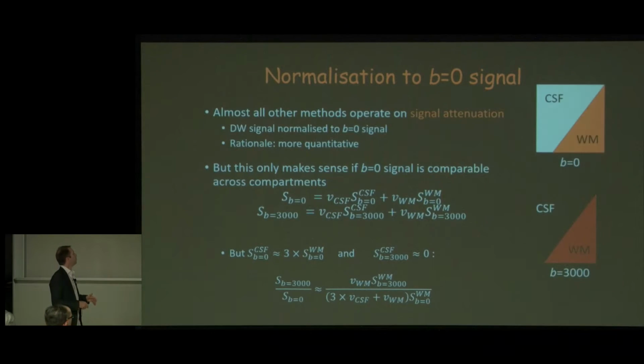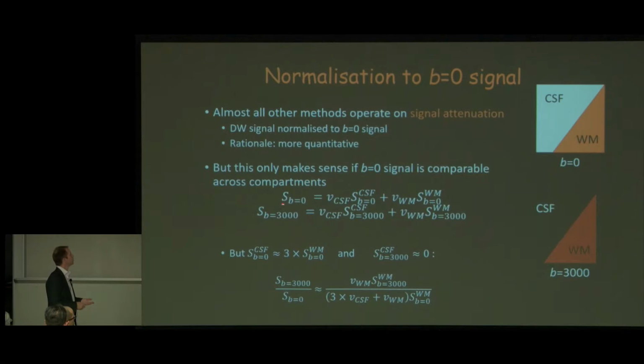So this is a very complicated slide, and I was hoping it was going to animate itself, but I've obviously failed. But anyway, let's go through it one step at a time. Pretty much all the other methods that I've seen in the literature work on the signal attenuation. That means the signal normalized to the B0 signal. So you take S over S0. And the rationale being that that makes it more quantitative in some way. I tend to disagree with that. I think this is only true if the B0 signal is pretty much the same across all the different compartments that might be present in your tissue, and I don't think that's true.